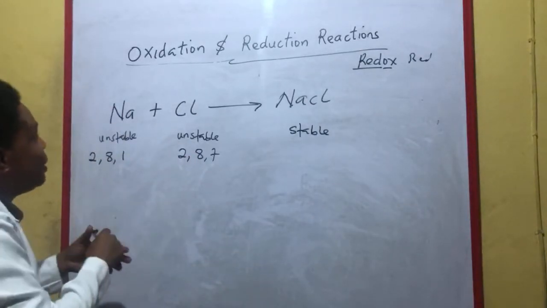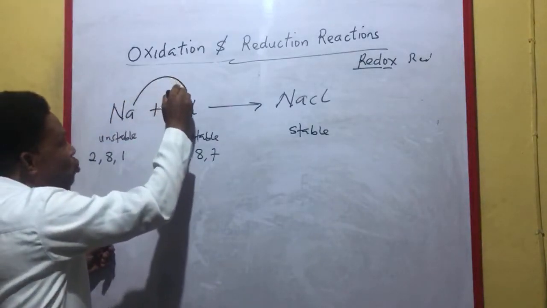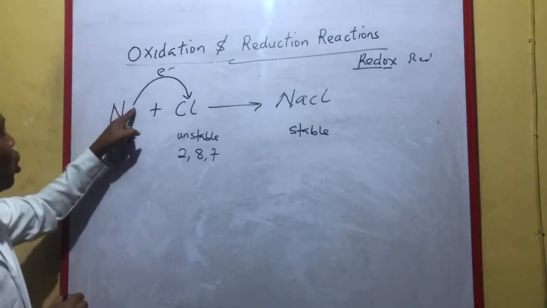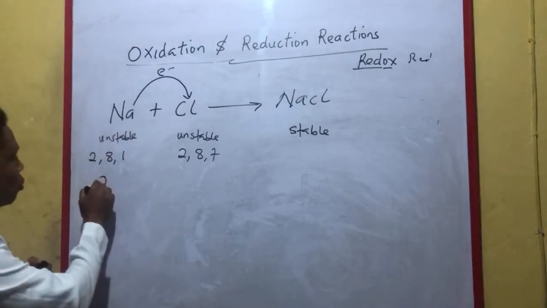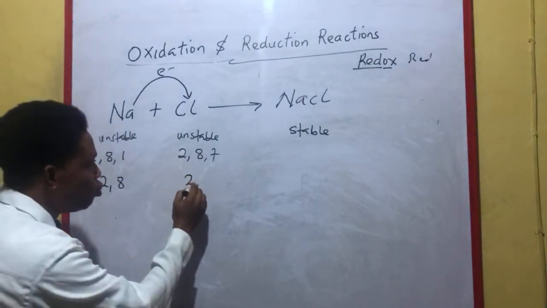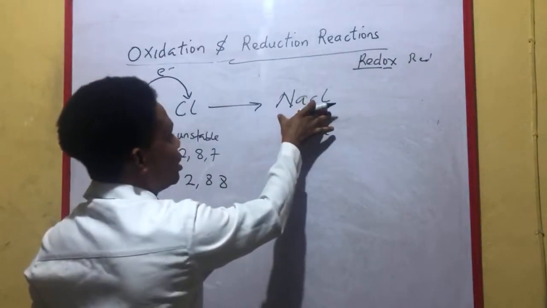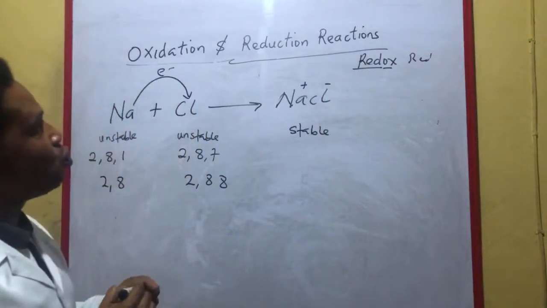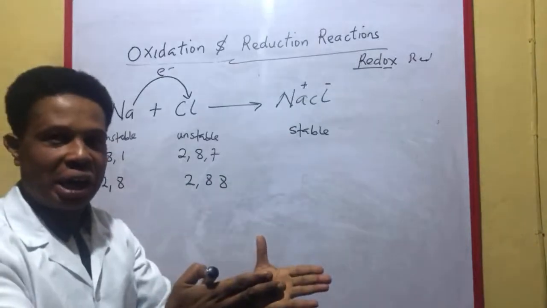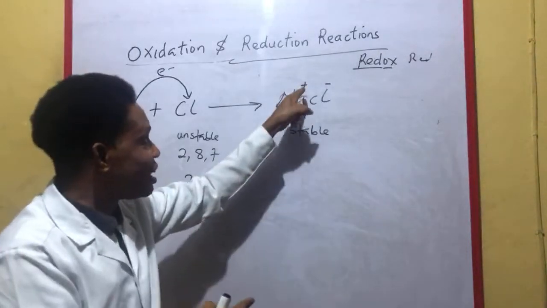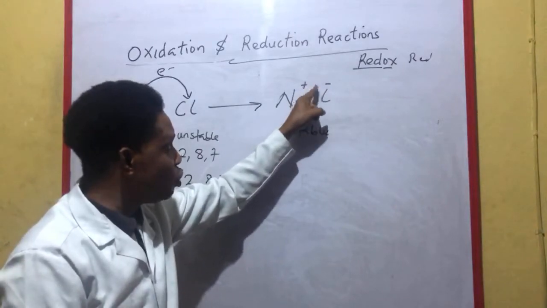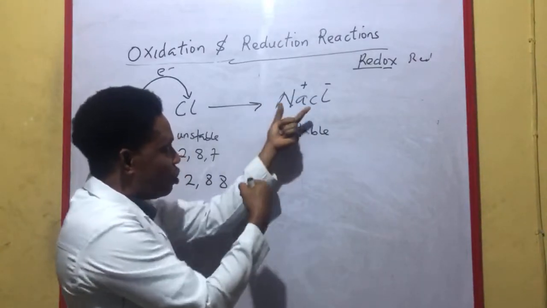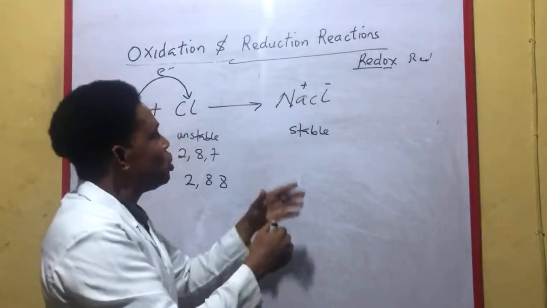So it is easy for sodium to lose the electron to chlorine. When the electron is lost from sodium to chlorine, sodium becomes 2,8 and chlorine becomes 2,8,8, which is the compound. So this becomes plus 1, this becomes minus 1. Like charges repel, unlike charges attract. So there's a force of attraction between these two charges, and that force of attraction is what keeps this bond together. This bond is an ionic bond. So this is stable.